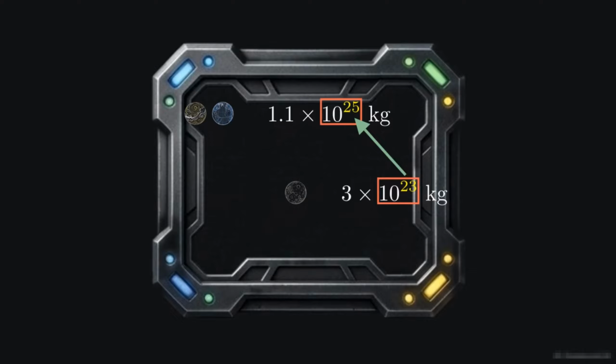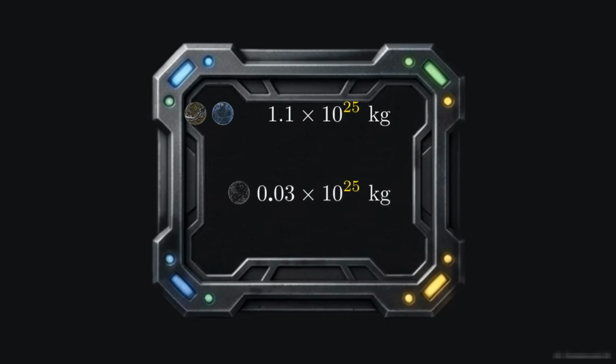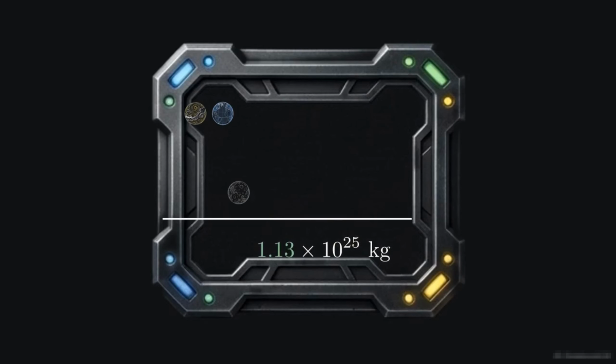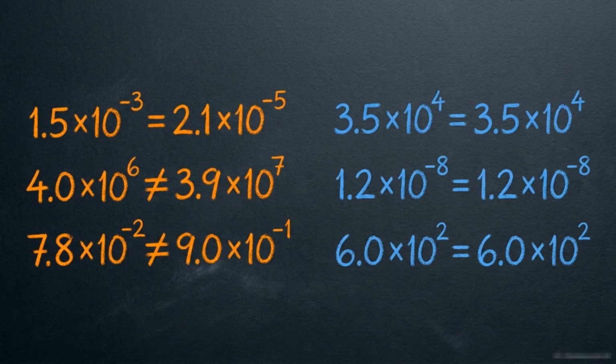To bring Mercury's exponent up 2 places to 25, we compensate by shifting its decimal point 2 places to the left. 3 becomes 0.03. Now the units are aligned. With matching units, we combine the front digits. 1.1 plus 0.03 locks in our new terrestrial running total, 1.13 times 10 to the 25th kilograms. The exponents dictate the rules of engagement. Treating them as rigid units of measurement prevents massive calculation errors.